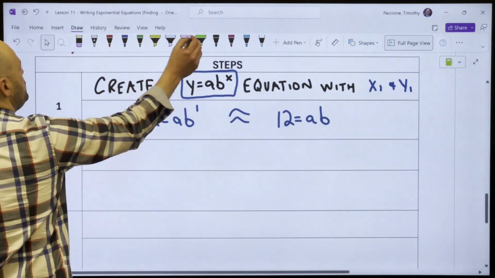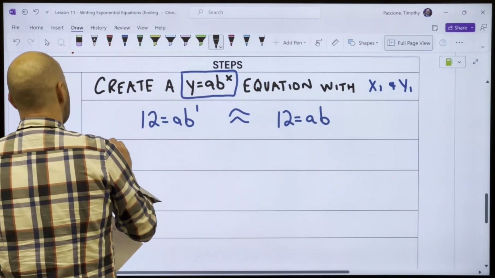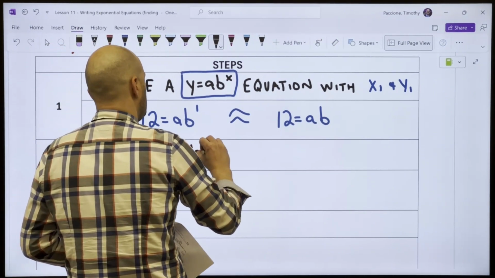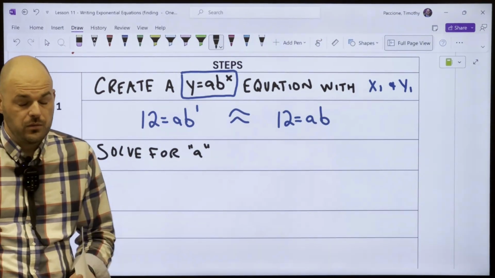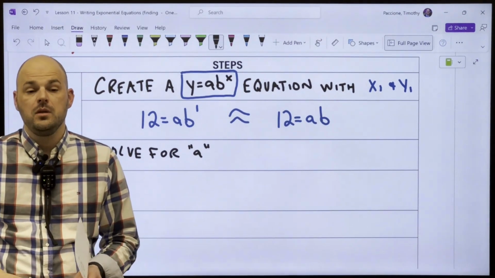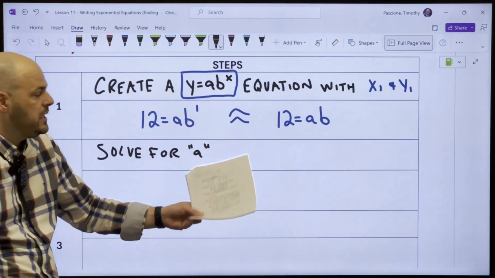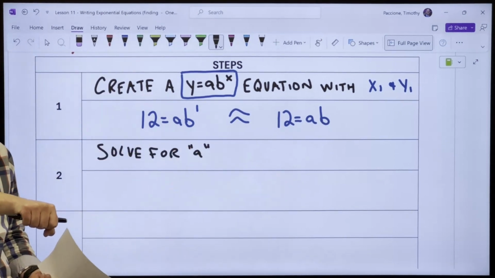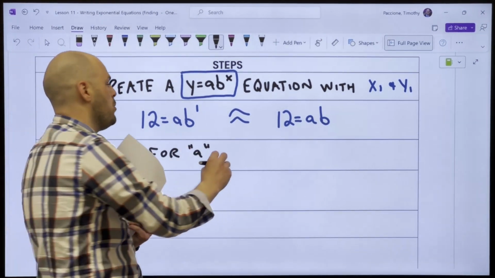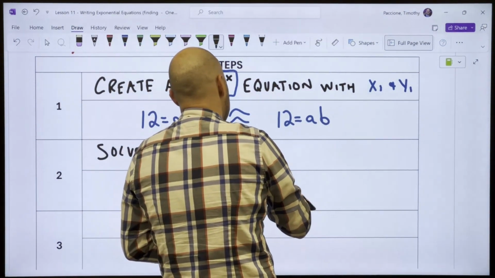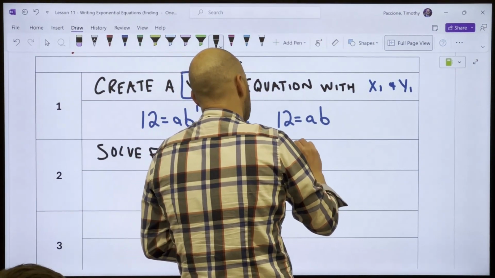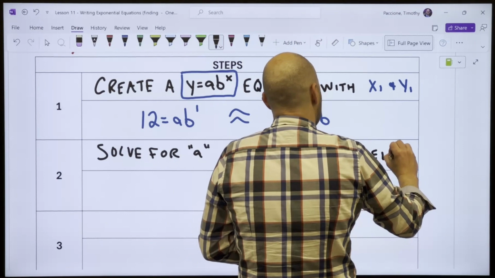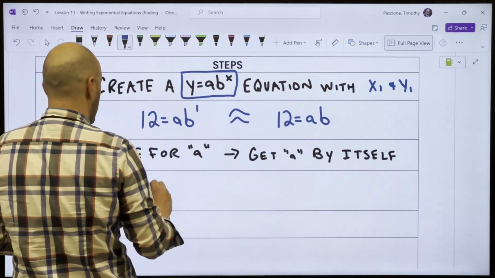Step 2, you're going to solve for a, okay? Now, usually when we solve, we're finding a solution, something that makes it true. But when you have more than one letter, like we do in this equation, we can't actually get an answer. All we can do when we solve is get one of them by itself. So all I mean by that is get a by itself. It's called a literal equation. It's the best you can do when you have more than one variable.